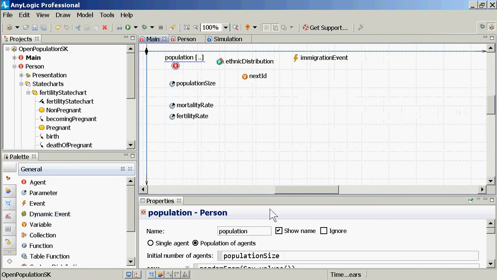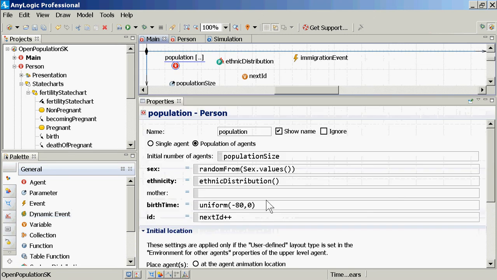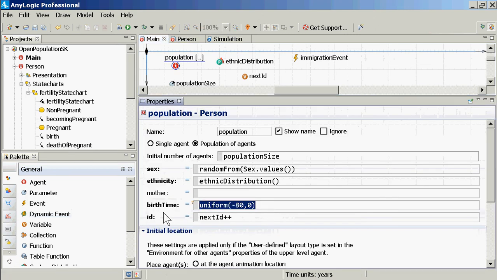Birth time is set between minus 80 and 0. So they could be as old as 80 now, in which case they're born at time minus 80. This is the initial time. This is the initial population. We're starting at time 0.